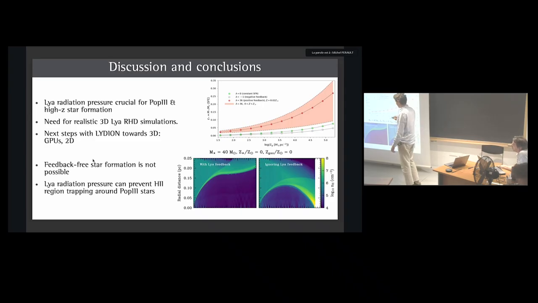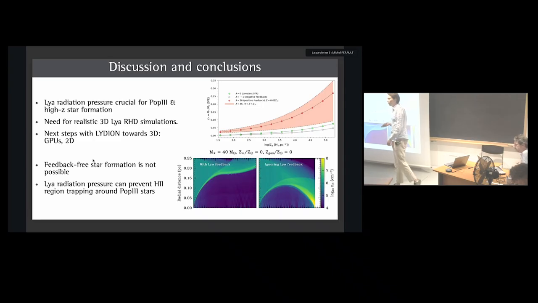But with our code, actually, we are trying to go further. So we are now also developing a GPU version of the 1D code, just to have a very efficient exploration of the parameter space. And then we are trying to go 2D, and maybe step by step we can go further and further, and we'll see.